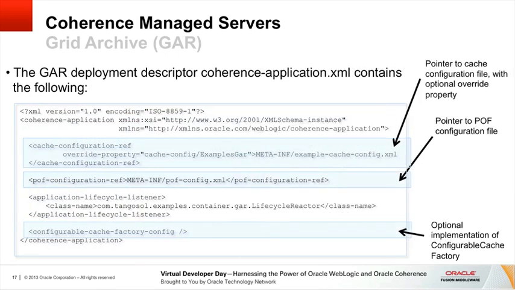The GAR deployment descriptor describes a few key elements related to the application. Namely, it gives a pointer to the configuration file that should be used, including an optional override property, a pointer to the POF configuration file, and finally, if you want to override the configurable cache factory that's used.